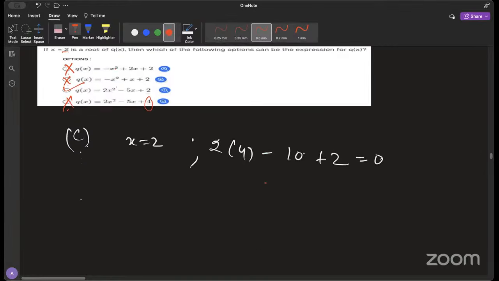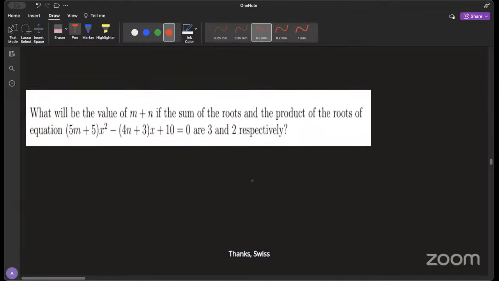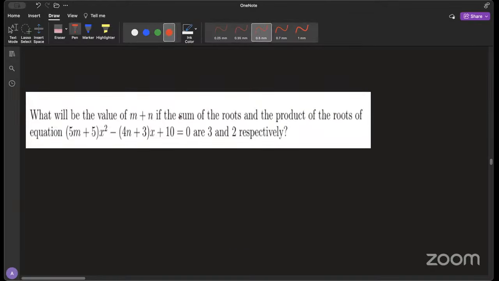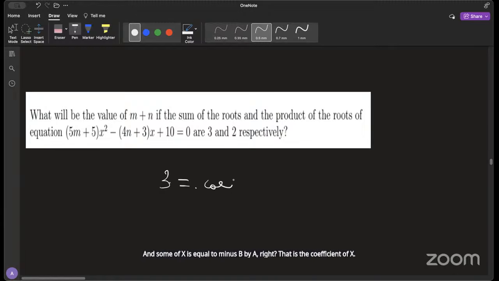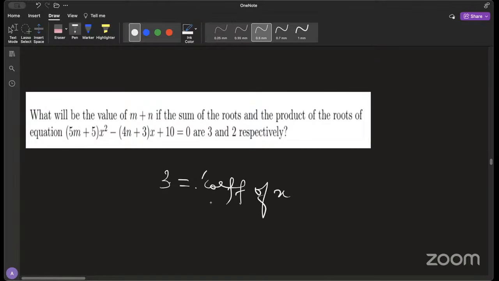Okay. Next question. It says to find the value of m plus n if the sum of roots and the product of roots of this equation are 3 and 2. So sum of roots is 3. And sum of roots is equal to minus b by a, right? That means minus of the coefficient of x divided by the coefficient of x squared.